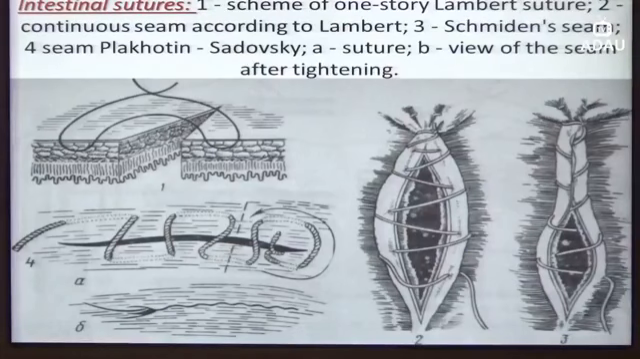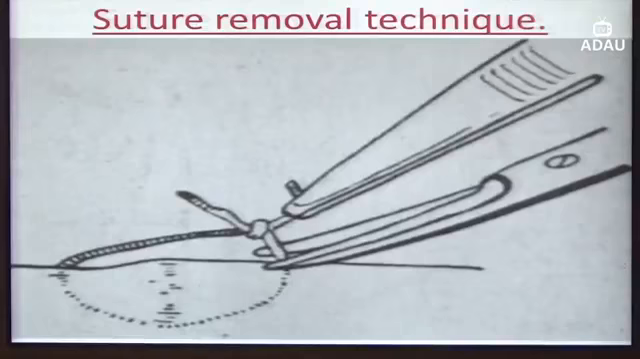Intestinal suture, the scheme of one-story lumbar suture and continuous seam. According to the lumbar suture, there is a lumbar suture and a Schmiden suture. Lumbar suture and Schmiden suture are intestine sutures, which we should apply only on the intestine. And how we should remove suture. Here we can see the suture removal technique.